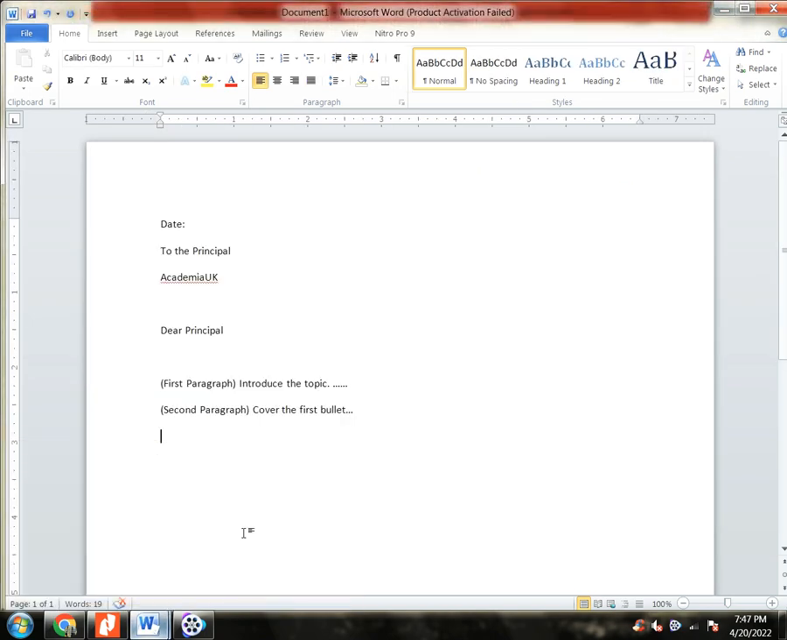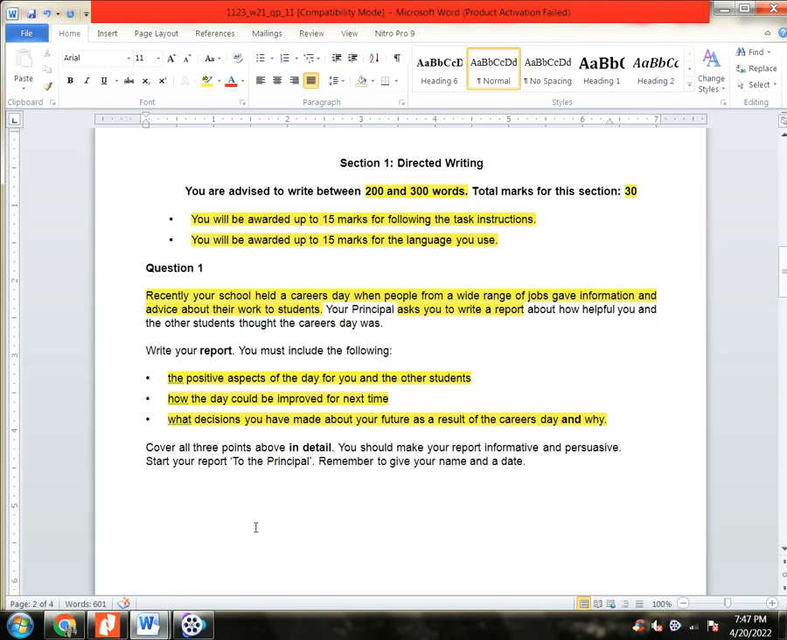Then the third paragraph will be the negative aspects, right? Like the question suggests. So, second bullet. Okay? So then you can cover the next bullet, which is the negative aspects of career day, right? How can it be improved for next time? Then in the last paragraph, what decisions you have made.